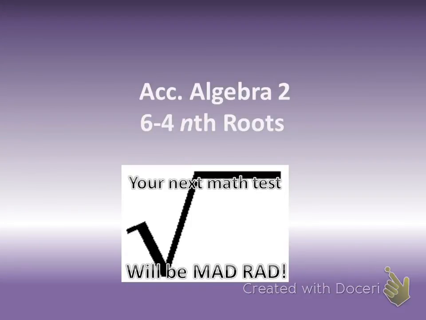6.4, nth roots. This is where we start doing all of our square roots and all different kinds of roots. The nice part about today is there's some vocab in there, and some concept stuff. The nice part about today, everything is going to work out nice.